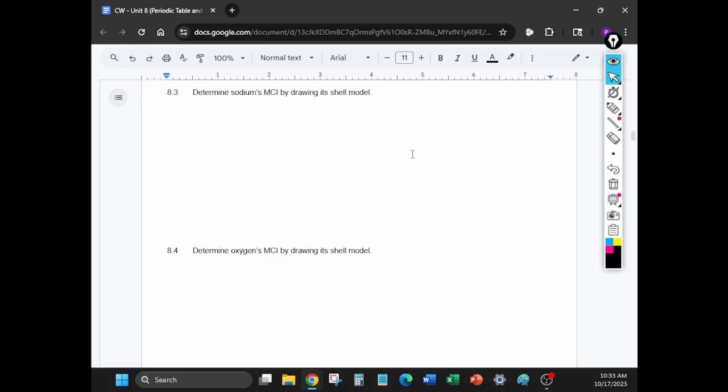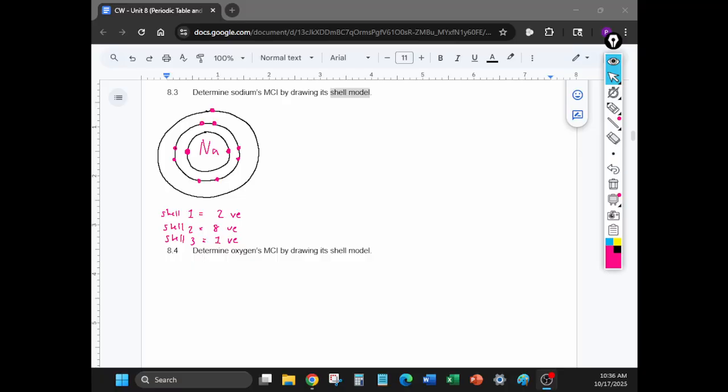I'm going to show you guys how we can use these shell models to prove what an element's most common ion is going to be. So let's start with sodium. I'm going to give you guys about a minute. I want you guys to draw sodium's shell model. Okay, so draw sodium's shell model on your paper. And then after that, we will talk about how it loses electrons to become an ion.